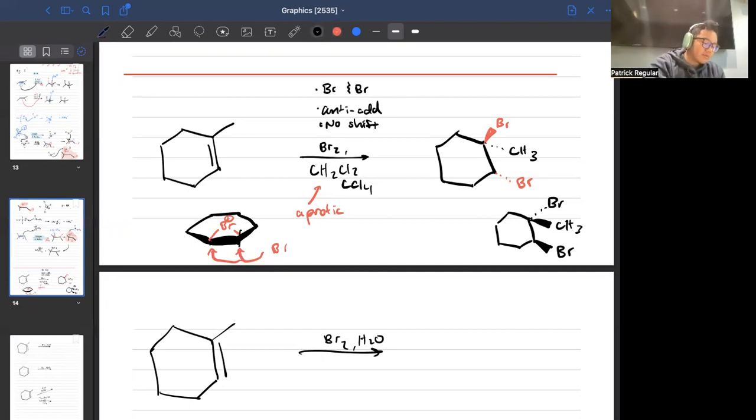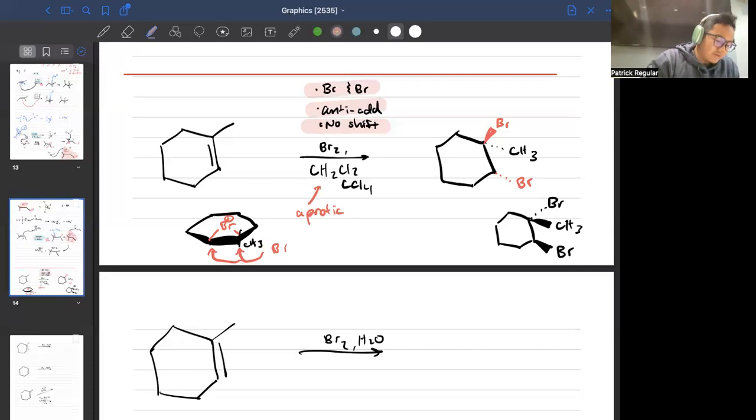And then obviously, wherever your methyl group is, just keep it consistent, but don't worry about it. You just have to know the product. No mechanism needed. You don't need to know about the bromonium ion. It's helpful to know that it's anti-addition, but the Br and the Br, that's what's being added. The anti-addition, that's what you need to know. And there's no shift. Even though it's not concerted because there's a bromonium ion intermediate, there's no shift because that triangle formation can't move around.